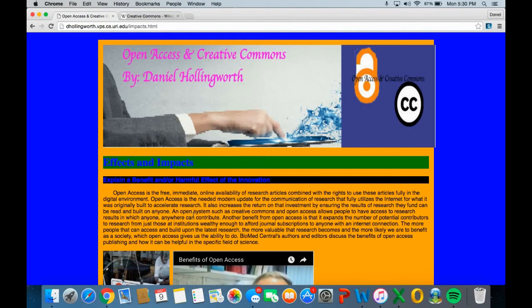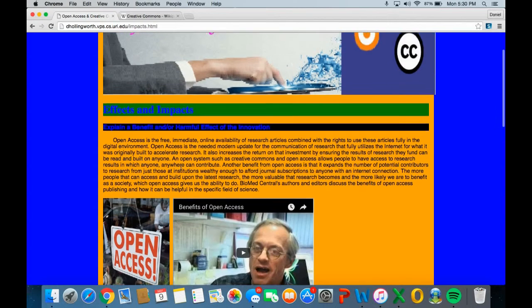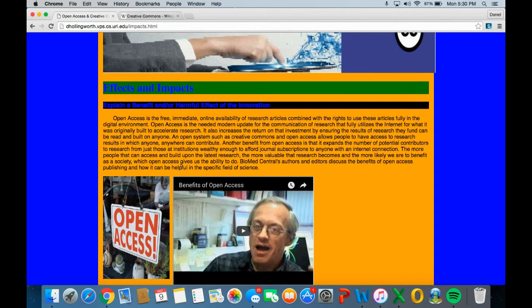It expands the number of potential contributions to research other than those at wealthy universities that have access to all these scholarly articles because they pay for it. Now people from all colleges can get them for free. The more people that can access and build upon the latest research, the more valuable that research becomes and the more likely we are to benefit as a society, which open access gives us the ability to do.